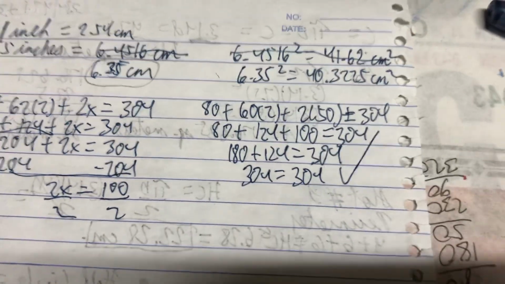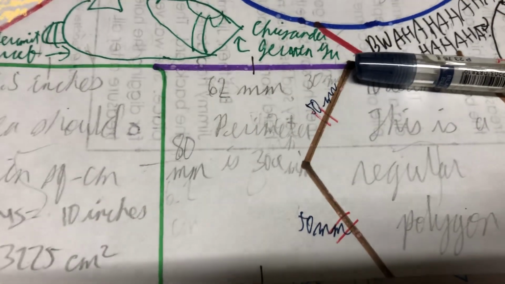So now we've already found the measure of the two. The two should measure 50 mm and the other one should measure 50 mm as well. Okay? Now with that, we already have a clue.